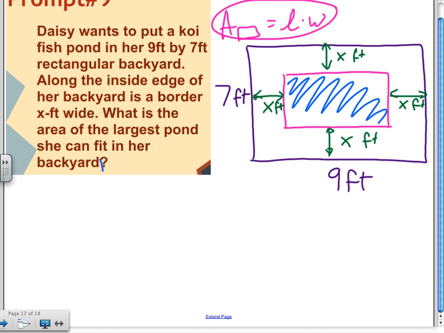Is the length and width of the pond given to us? 9 feet by 7 feet. Oh, wait, no. What we're getting here is the area of the backyard, right? We know that the area of the pond is smaller than that, but we don't have the exact length or the exact width. The only information that we have right now is the fact that there is a border of x feet wide around this pond. With that, however, it can help us get to the length and width of the pond.